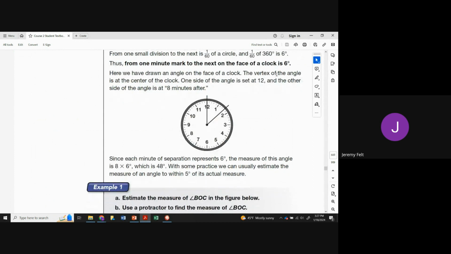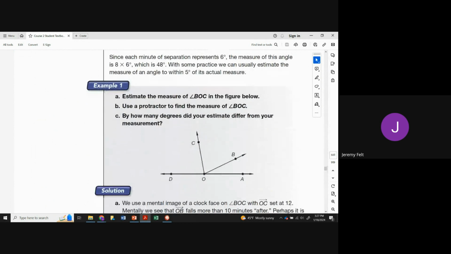And that can kind of help us if we visualize the angle of whatever we're looking at. We can kind of picture it on the clock. That'll help us. So let's look at example 1, see if that helps us out. Estimate the measure of BOC. And we know DOA is 180 degrees. That can kind of help us out. So all of these angles have to add up to 180.